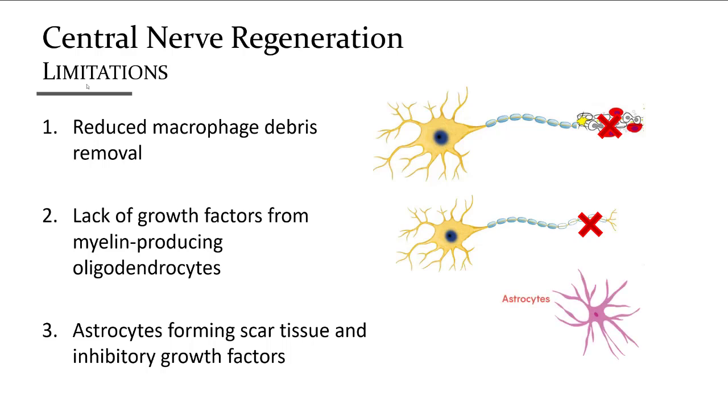Astrocytes promote scar tissue formation by halting any growth progress by the axon. Thus, nerve regrowth can occur to varying degrees depending on the damage, severity, and location in the periphery, but not in the central nervous system.